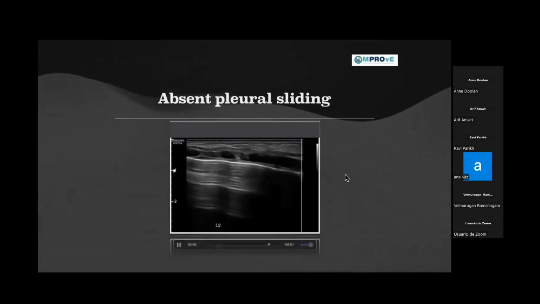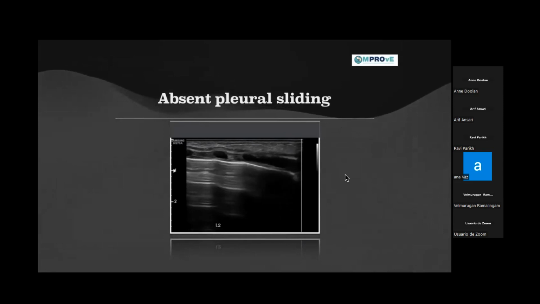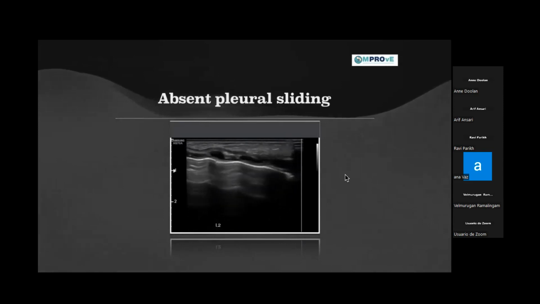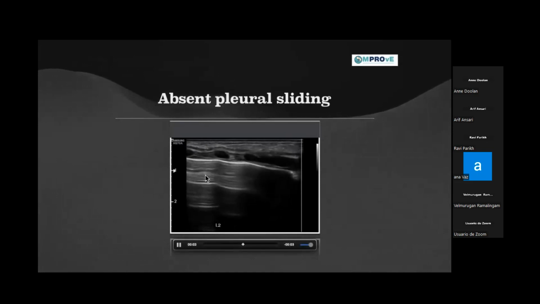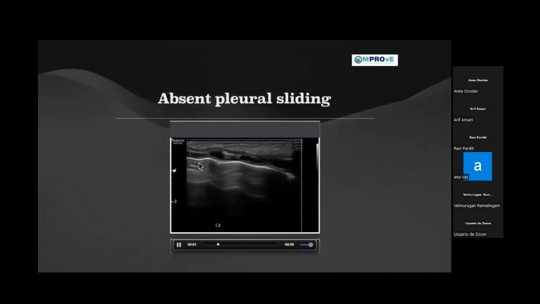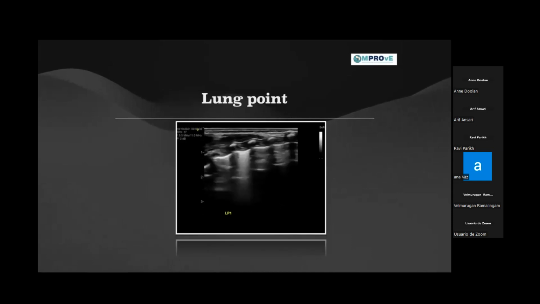Do we have pleural sliding here? I think this is a mirror shadow artifact. Yes, we do have a mirror shadow artifact, and there is an absent pleural sliding here. Just focus on that area. There's no shimmering movement. There's no pleural sliding whatsoever. And this is a lung point.